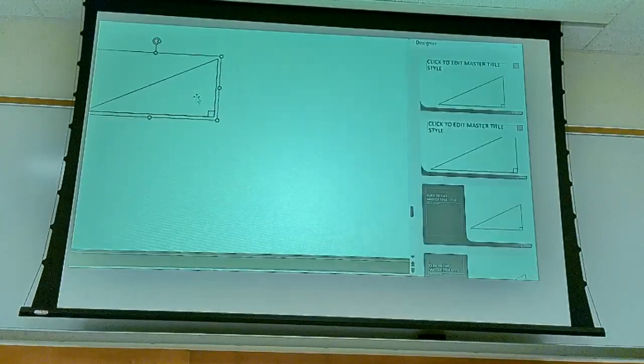This is the right triangle. 15 degrees. This is 120 meters. That's what we're looking for. You could do tangent.